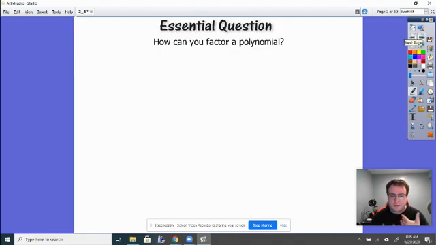Okay, how can you factor a polynomial? So there's a bunch of different ways you can factor. There's guess and check, slide and divide, diamond and box, which is what we're going to use today. And there's just lots of ways. Again, it doesn't matter to me what you use. If you're using something other than box, I may ask you to show me what you're doing.